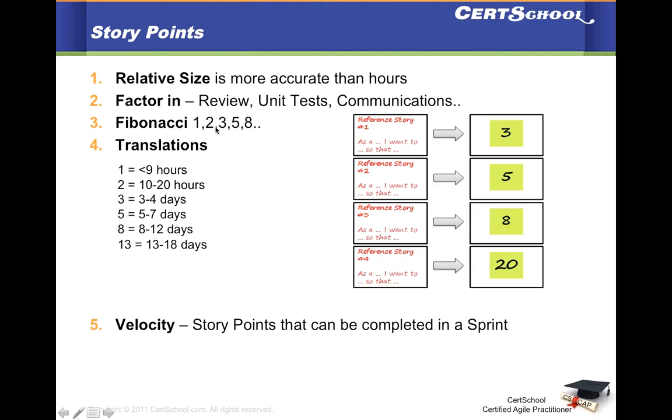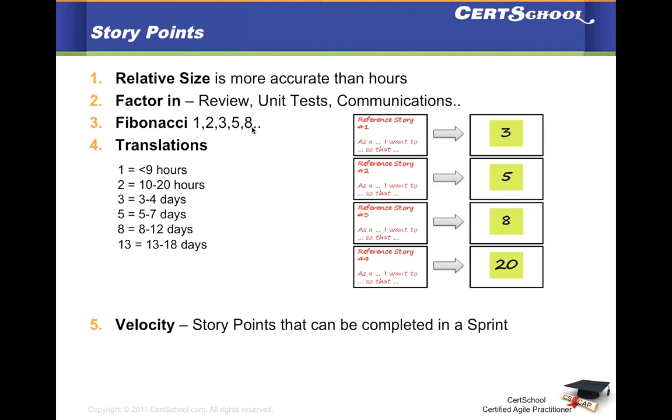If you think a story is bigger than 3 story points, instead of making it 4 story points, you make it 5. And if you think the story is a little bit bigger than 5 story points, instead of making it 6 or 7, you make it 8. Okay, and there's a reason why it works very, very well.